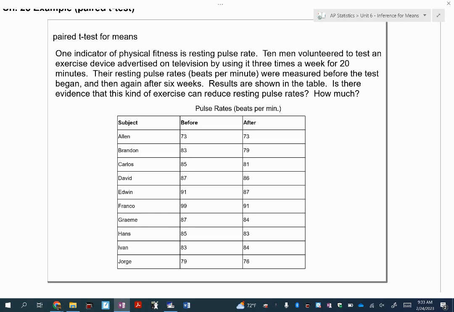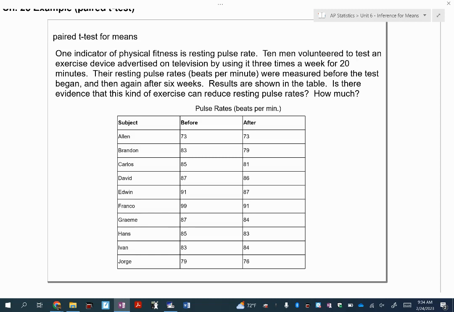So they are testing this exercise device. Last year I said the Peloton, but we can say whatever you want. There's an exercise device you care about a lot. They have their resting pulse rates before doing this regimen of 6 weeks, 3 times a week for 20 minutes each day, and then their resting pulse rates after.